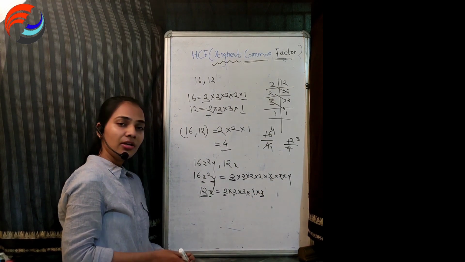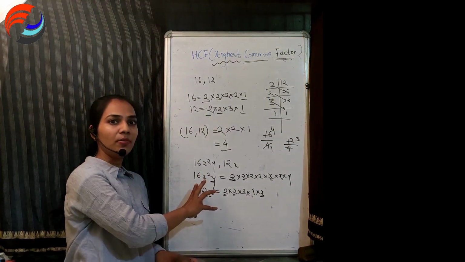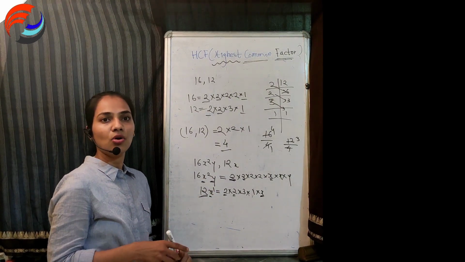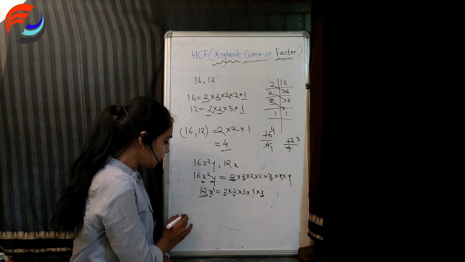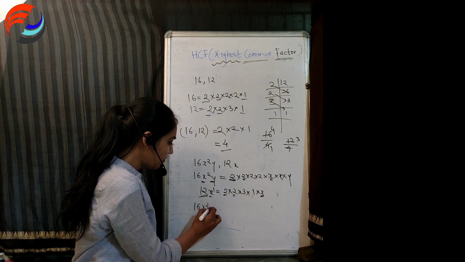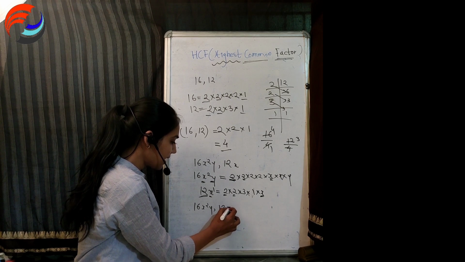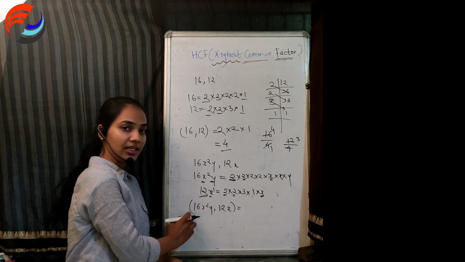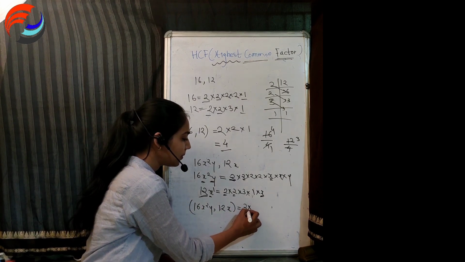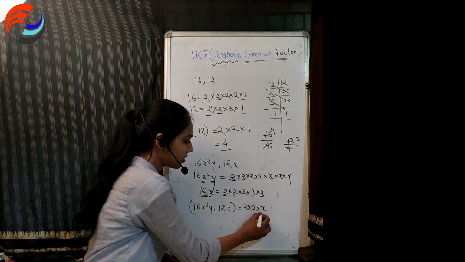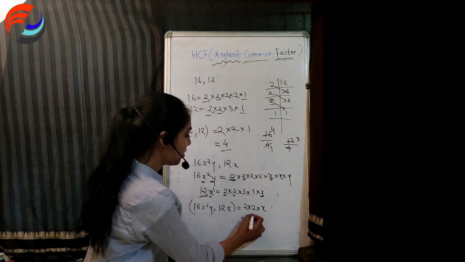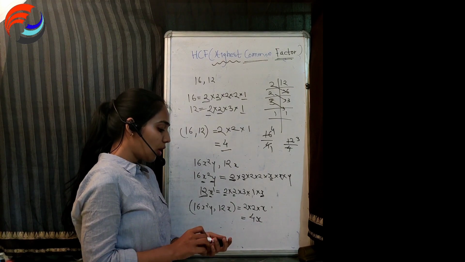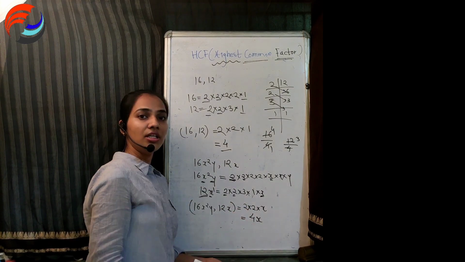So we first find the factors, then find the common ones, and then we go for the highest. At the end we get the highest common factor. So for 16x² y comma 12x, this is the representation of HCF. 2 multiply 2 multiply x, so what is it? 4x. So the highest common factor for this algebraic expression is 4x.